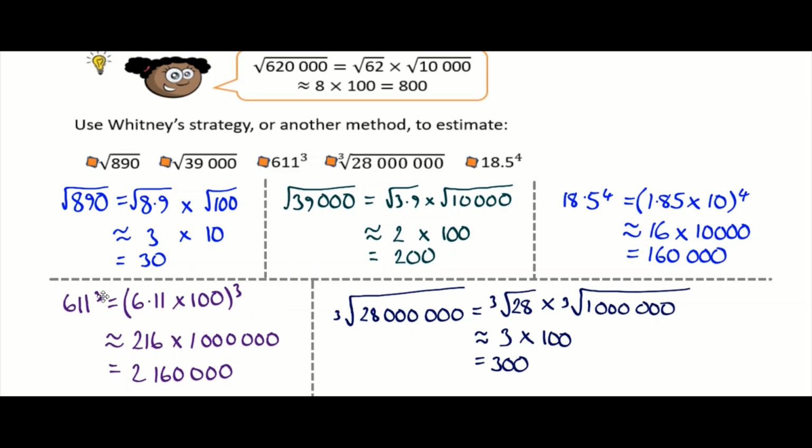Ones with a cube number, it would make sense to do exactly the same sort of thing. So here, 611 cubed is about 6 times 100 cubed, and 6 cubed is 216, and 100 cubed would be 1,000,000. So we get 2,160,000.